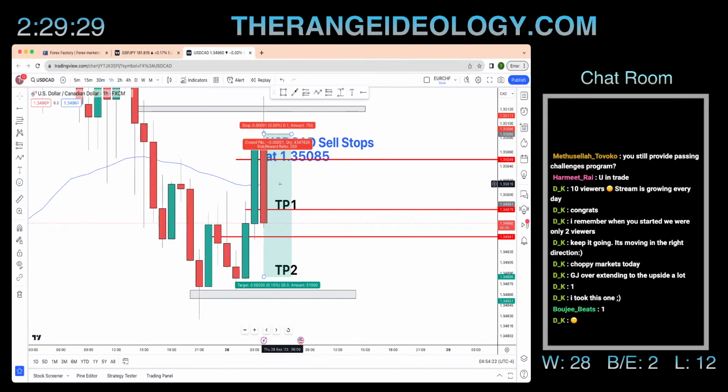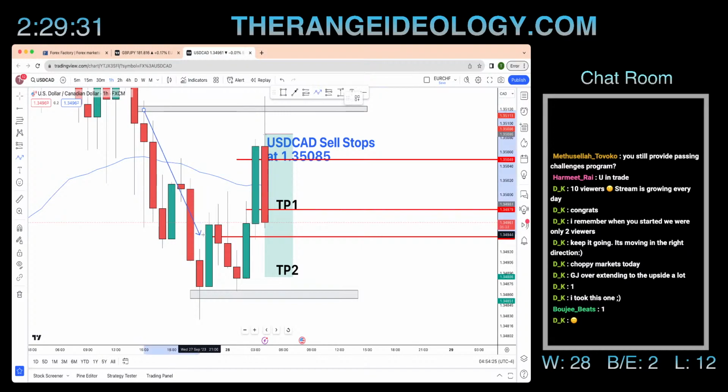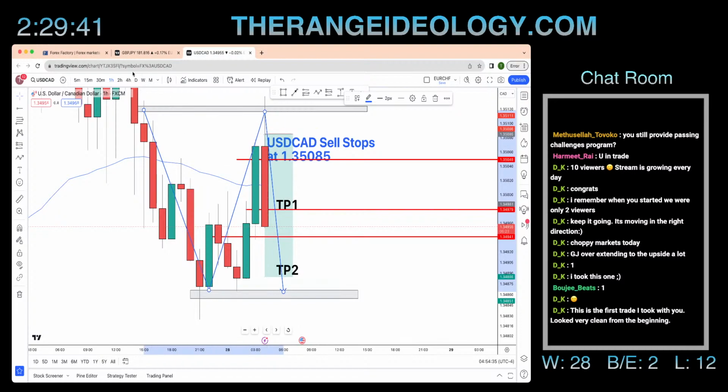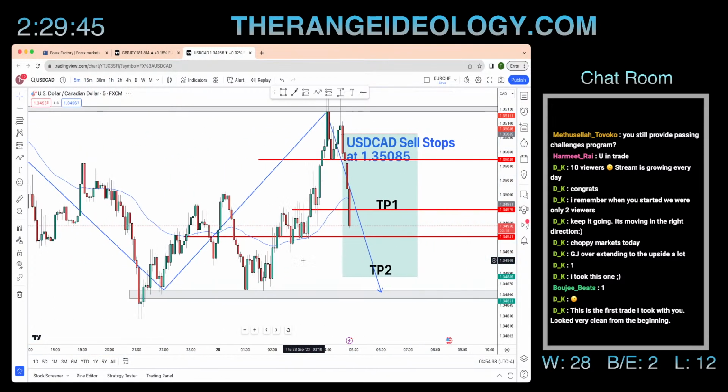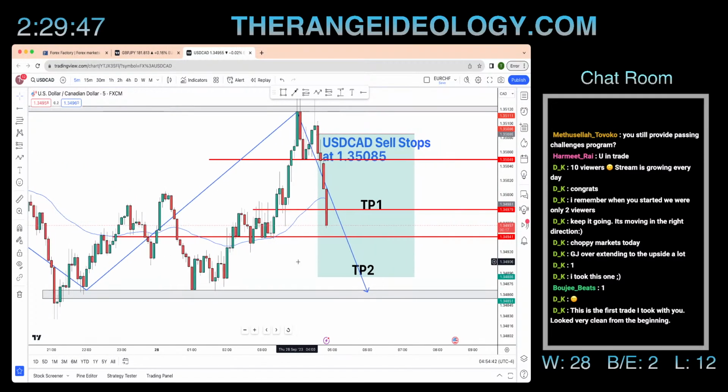But look at USD CAD, guys. This is the range drawn out here. And look over here, guys. This is going all the way down, guys. I'm telling you guys, if you held on, this was a clean fight down.